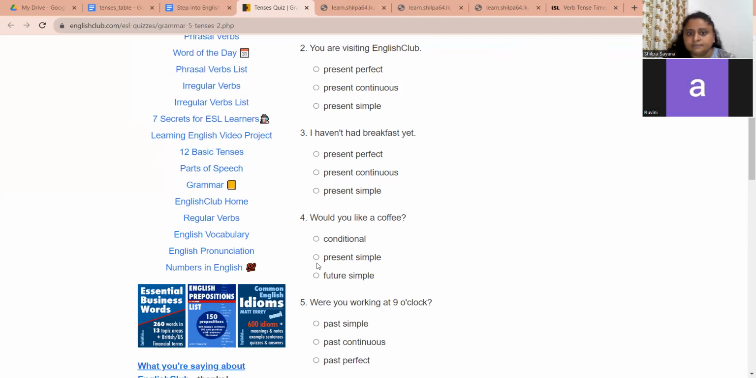What's that tense? Haven't had my breakfast. This is a very beautiful sentence. I haven't had breakfast is similar to I haven't eaten, I haven't taken. Present perfect. Excellent. Next one.